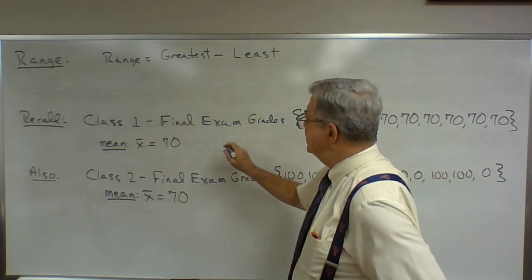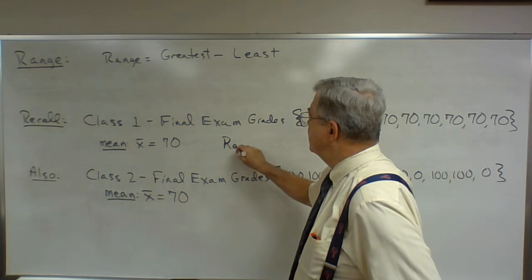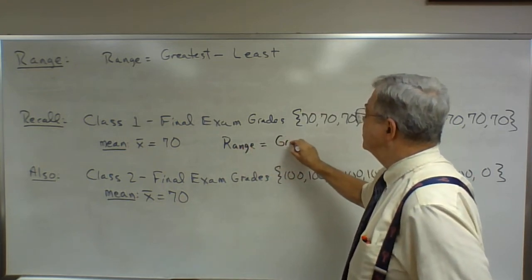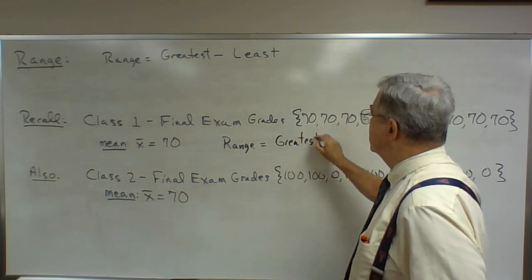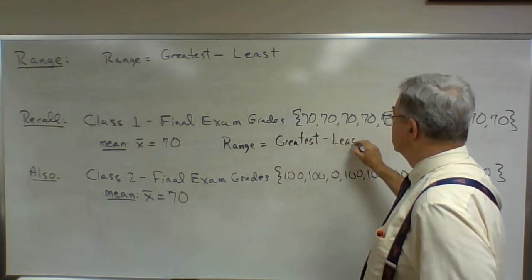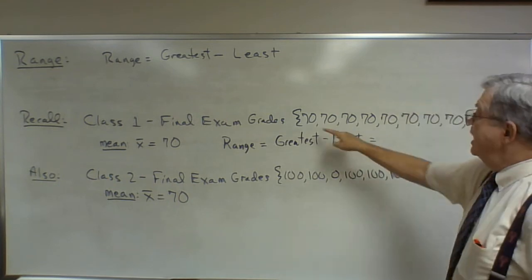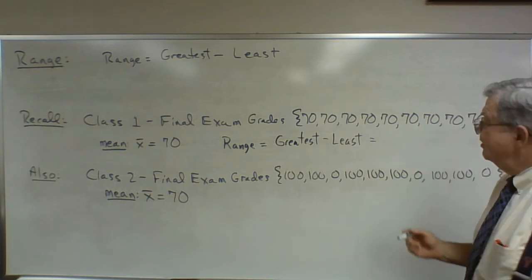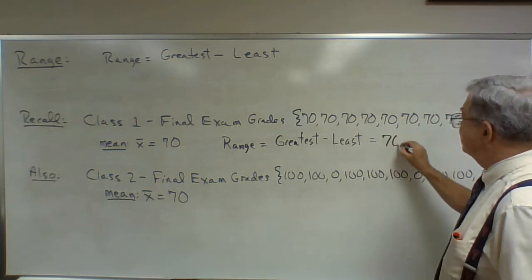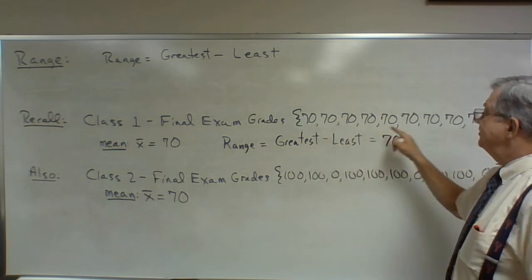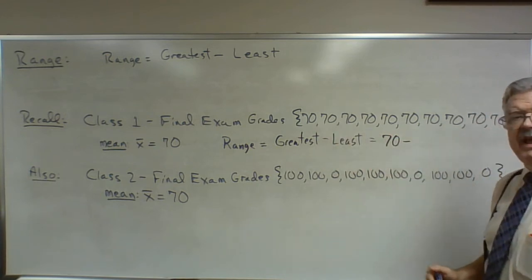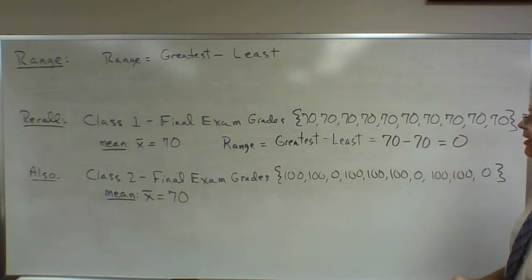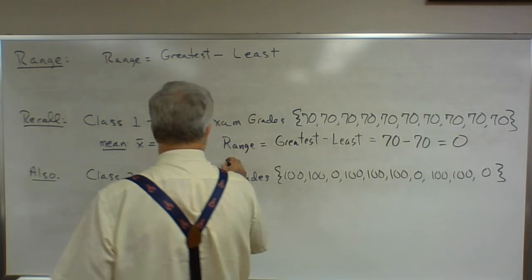Well, what would the range be here? Greatest minus least. And of these 10 scores, which score is the greatest? The highest score, the greatest score is 70. And of these 10 data values, what's the least data value? 70 again. So our range equals 0.